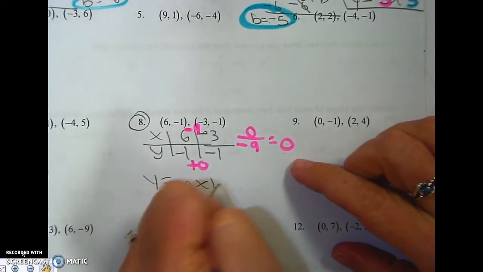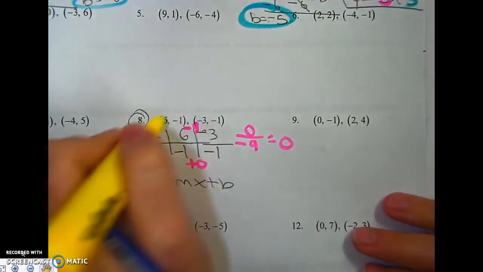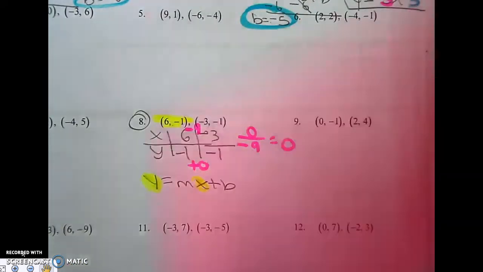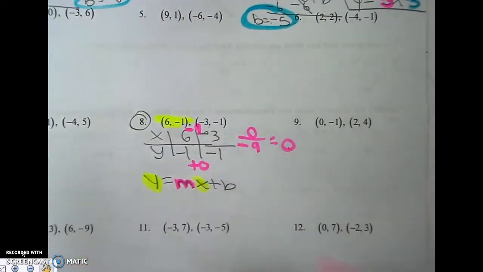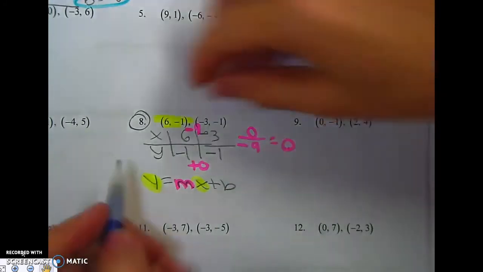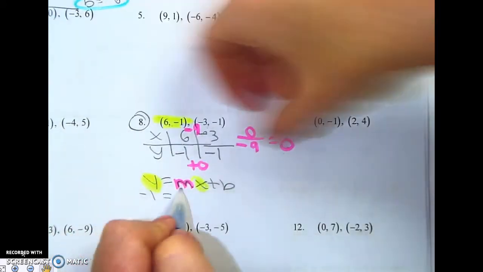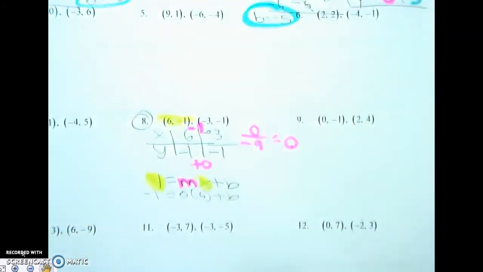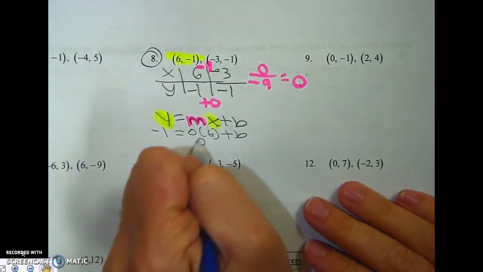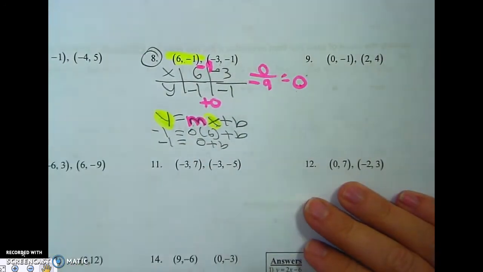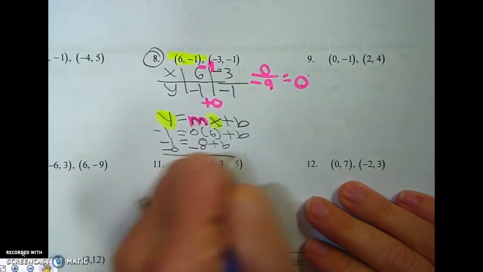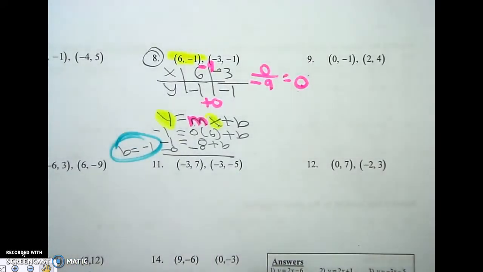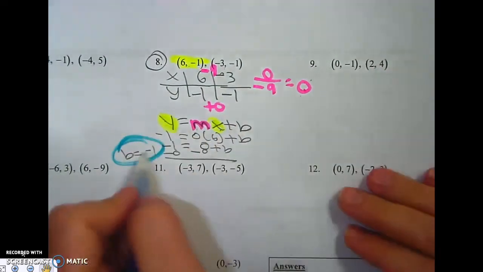Now I need to go y equals mx plus b. I'm going to use my point, plug it into my x, plug it into my y. There's my m, my pattern, my slope. My y is negative 1, my m is 0, my x is 6, plus b. Anything times 0 is 0. If I subtract 0, I get b equals negative 1. I got my blue. I have my pink. I have my blue. I can write the equation.